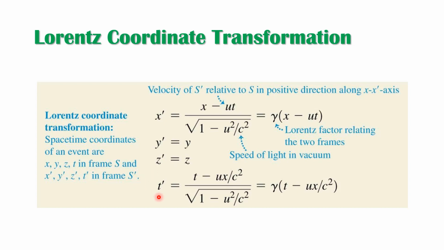And for the time t prime, we have this equation. So t minus ux over c squared, divided by the square root of 1 minus u squared over c squared, which is equal to gamma. So this factor here, 1 over the square root of 1 minus u squared over c squared, is just equal to gamma, multiplied by the numerator. So let us derive this transformation.